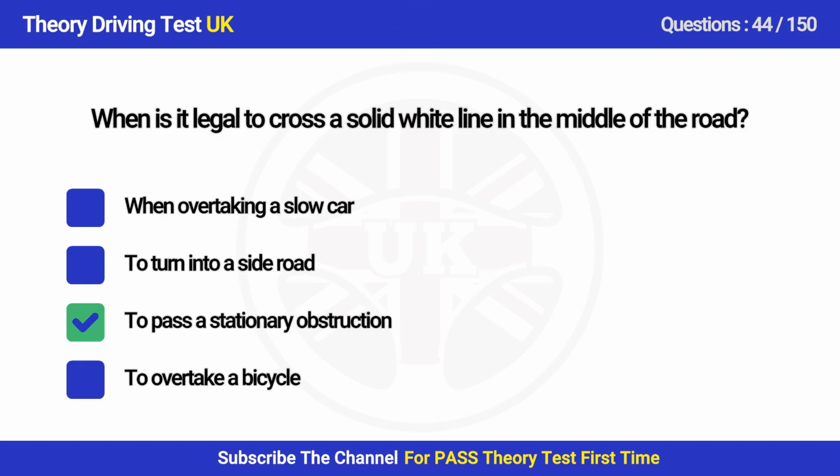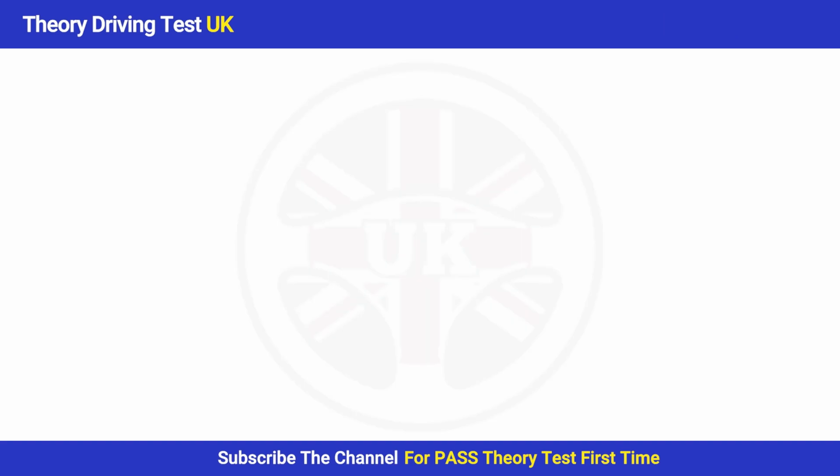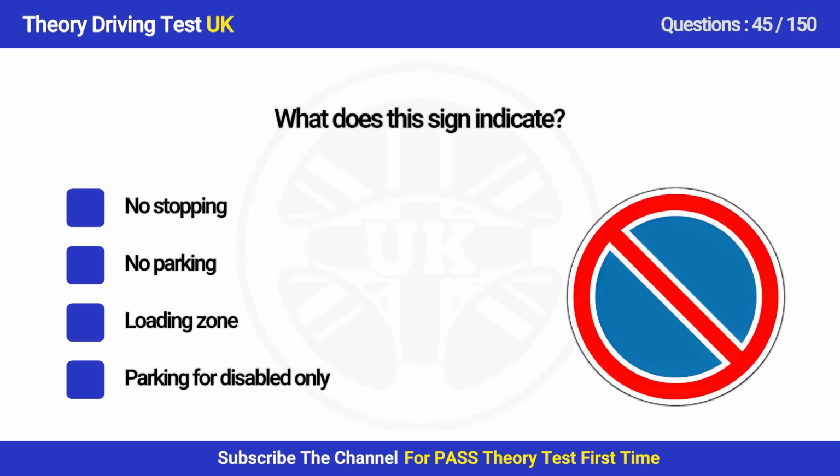Answer is C. To pass a stationary obstruction. You must not cross a solid white line unless it is safe to do so and necessary. For example, to pass a stationary obstruction, overtake a pedal cycle, horse or road maintenance vehicle, or to access a property.